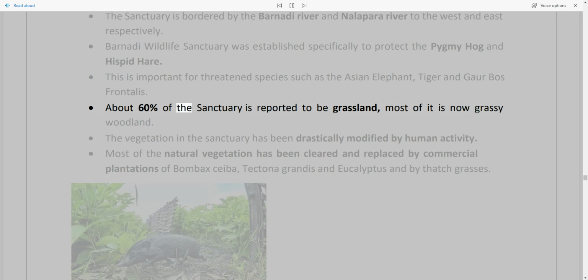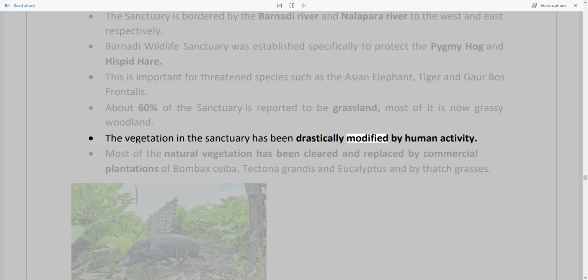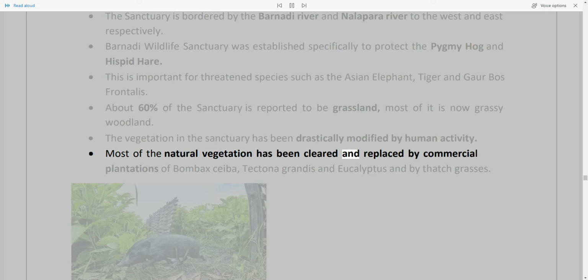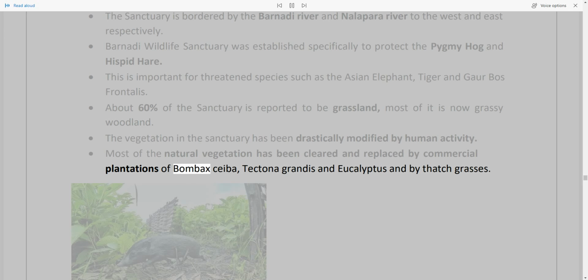About 60% of the sanctuary is reported to be grassland, most of it is now grassy woodland. The vegetation in the sanctuary has been drastically modified by human activity. Most of the natural vegetation has been cleared and replaced by commercial plantations of Bombax ceiba, Tectona grandis, and eucalyptus and by thatch grasses.